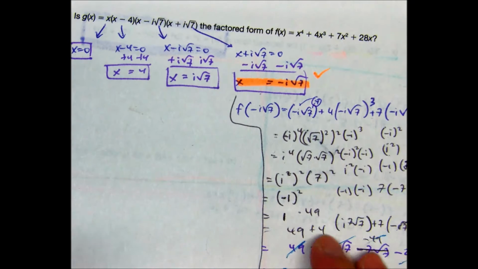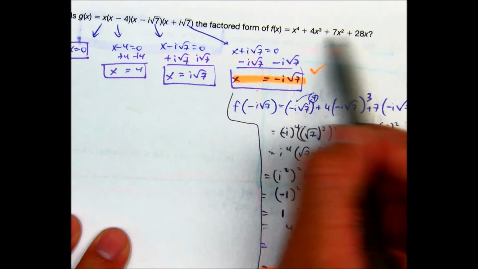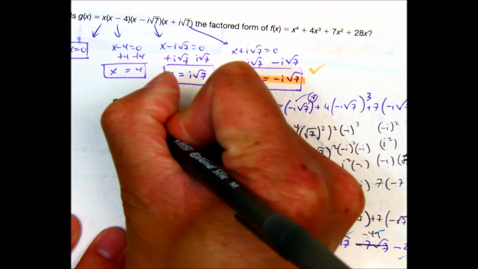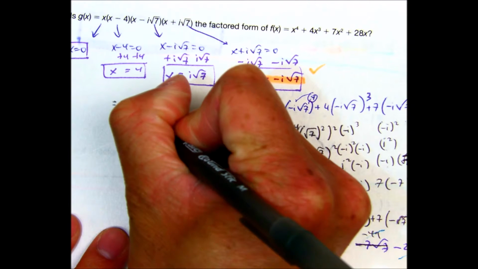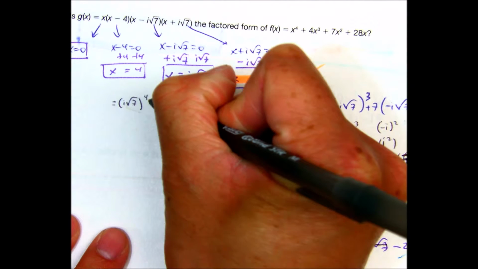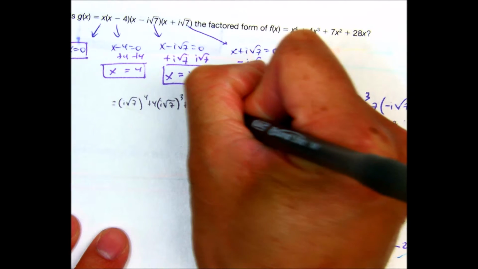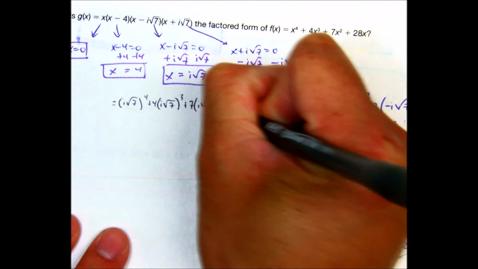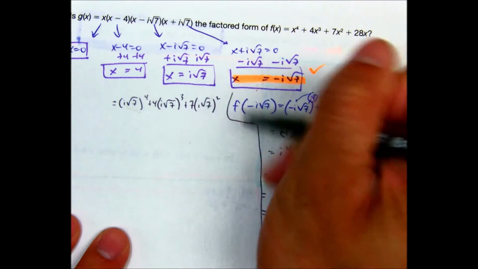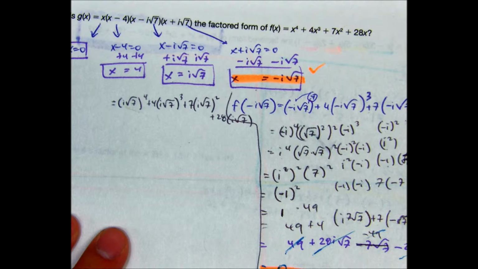All right, now let's go ahead and do that for this one over here. Again, same thing, you're basically just substituting i radical 7 into all of this. Let's see if I can squeeze it in. i radical 7 to the 4th power plus 4 times i radical 7 to the 3rd power plus 7 times i radical 7 to the 2nd power plus 28 i radical 7. And let's just go ahead and go through and simplify these.